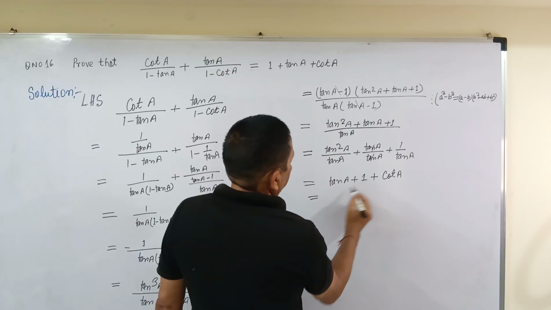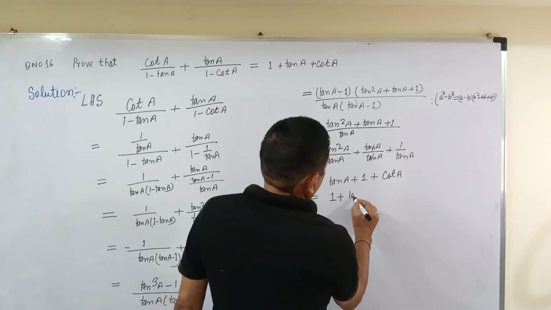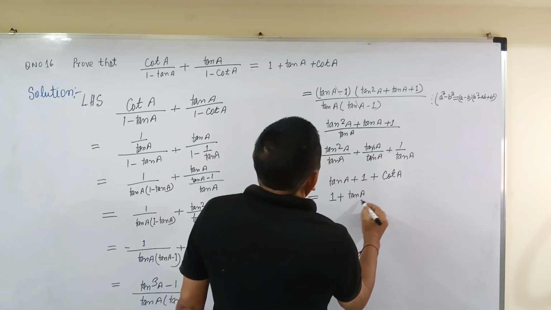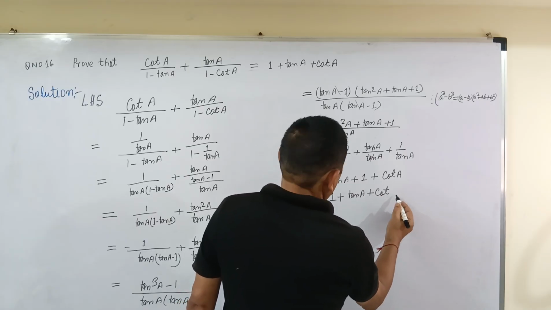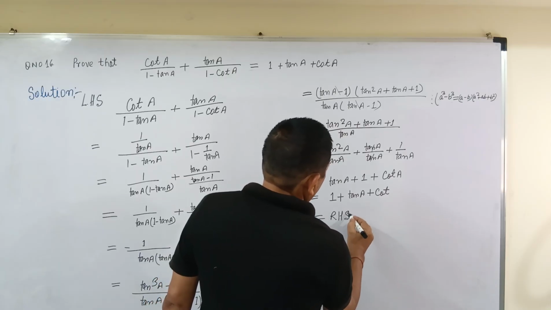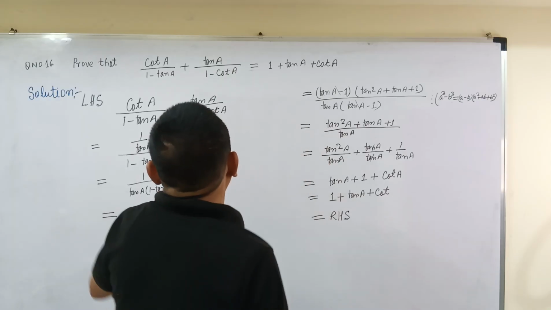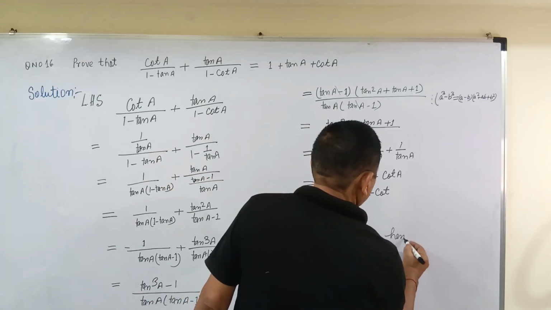So this can be written as 1 plus tan A plus cot A. This is your RHS. So we have proved that LHS equals to RHS, hence proved.